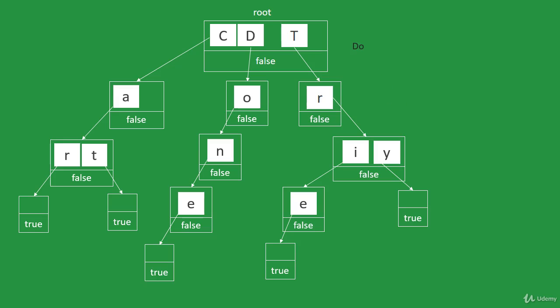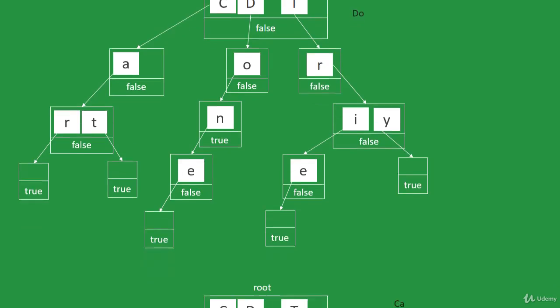We look at root and see that D is already in the table, so we follow its pointer. Now we try to find O in this node. O is in this node, so once again we follow its pointer. Since we have no other characters to follow, we set the isWord indicator of this node to true.